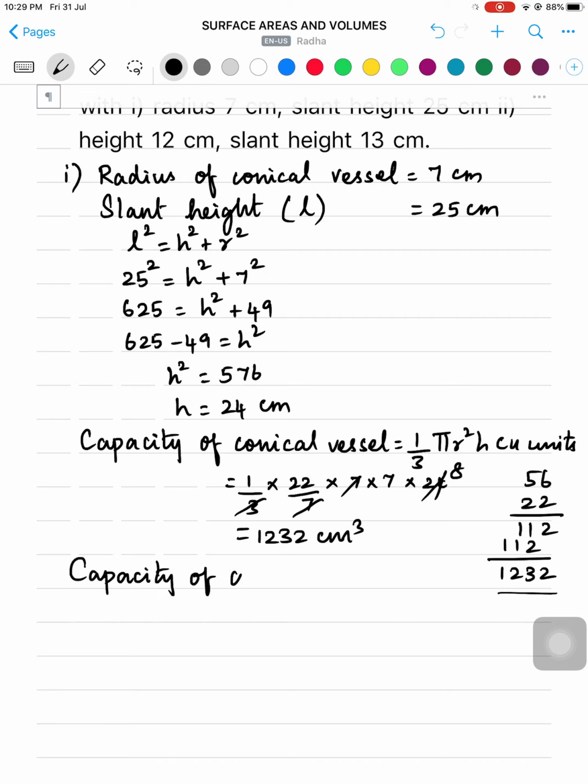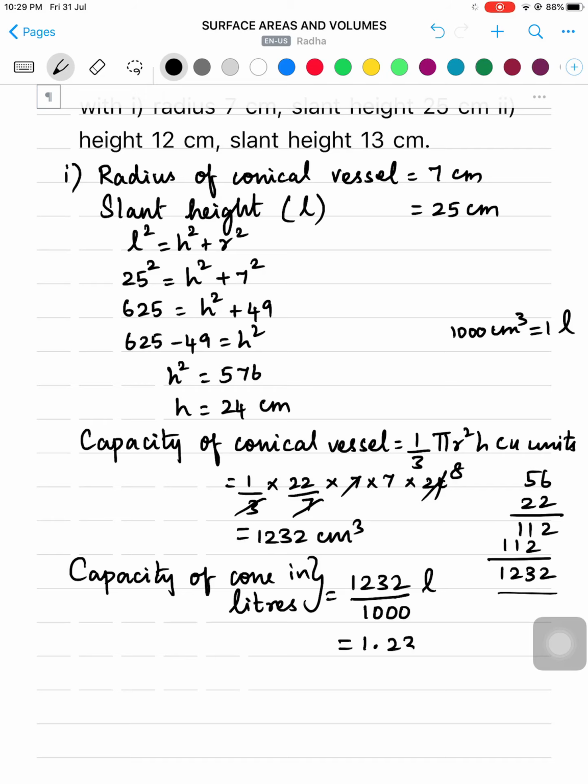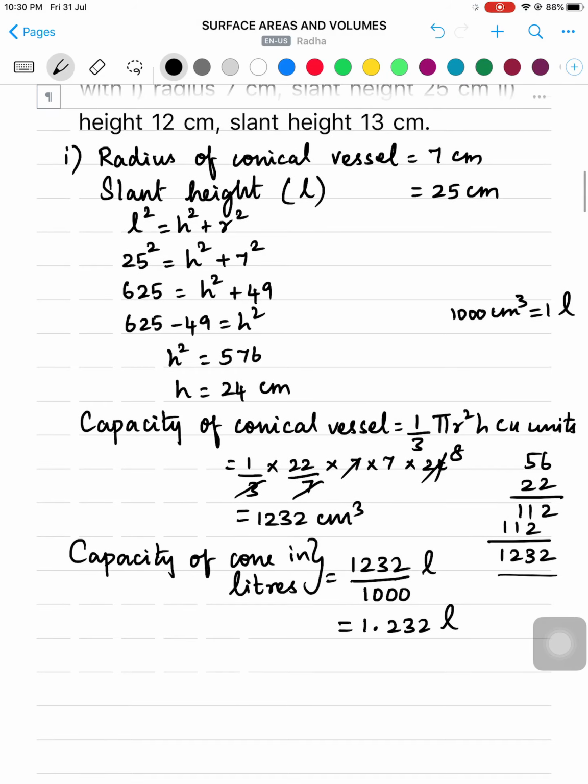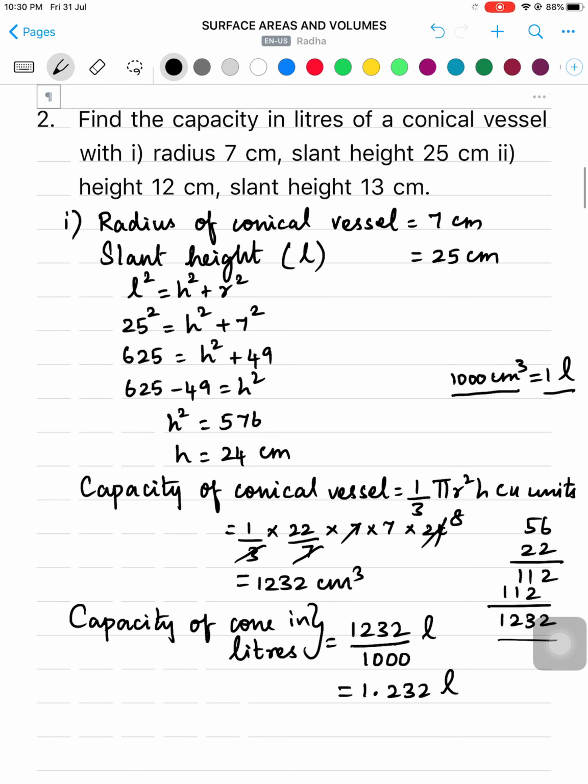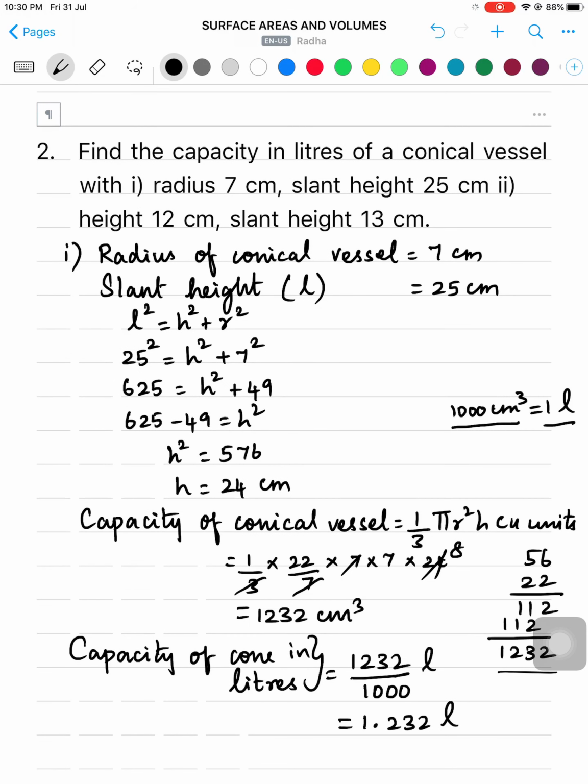But they are asking you the capacity in liters. So, capacity of the cone in liters is equal to, 1000 centimeter cube is equal to 1 liter. So, when we divide the centimeter cube by 1000, you get the capacity in liters. So, it is 1.232 liters. So, this is the capacity of the cone in liters. So, for that we need to know the formula 1000 centimeter cube is equal to 1 liter.